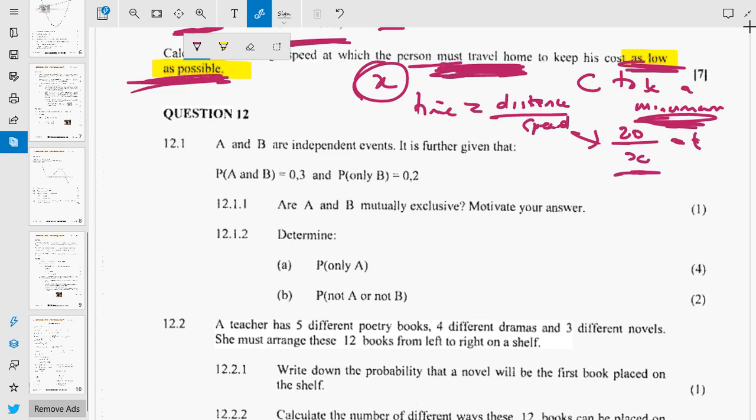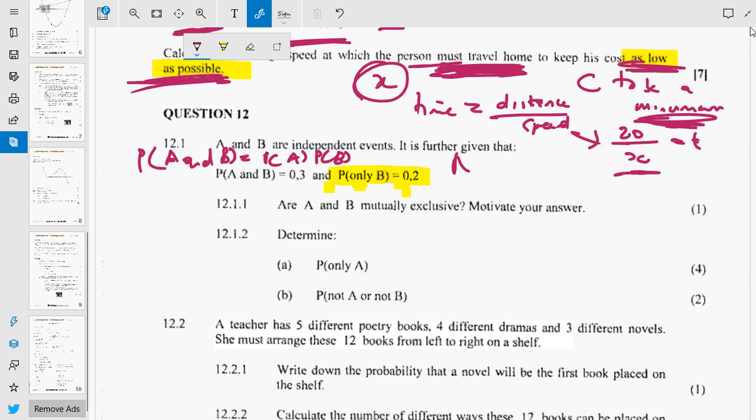Now in this question, we are told that A and B are independent events. Remember, if A and B are independent events, that means the probability of A and B is equal to the probability of A times the probability of B. We are given the probability of A and B to be 0.3. Now be very careful of the notation here. It is not the probability of B. It is the probability of only B, which is different from the probability of B. So please read your question.